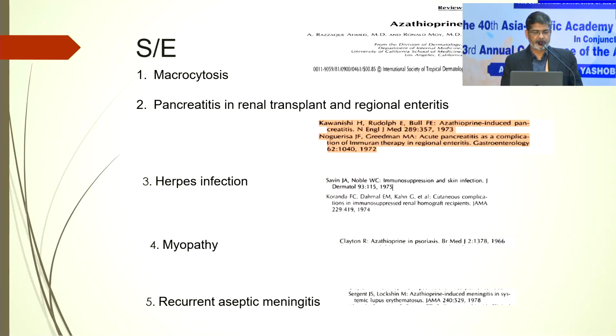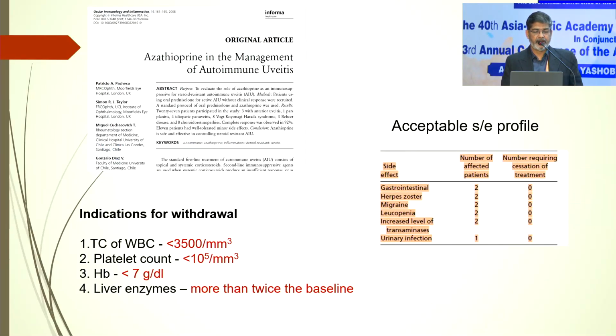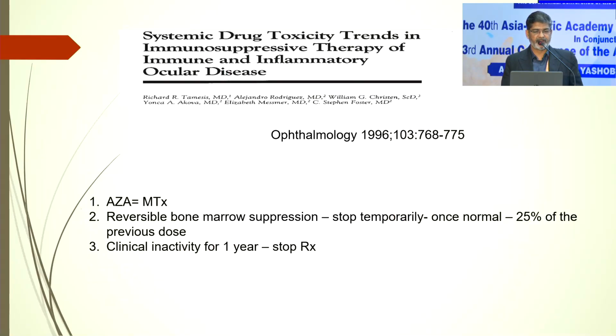It can cause infections like herpes or recurrent aseptic meningitis. As far as the risk of cancer is concerned, there are various studies which show that there's no significant increase in the risk of death or death from cancer if it is used for intraocular inflammation. The indications for withdrawal are a total count less than 3,500, platelets going below 1 lakh, hemoglobin less than 7 gram, and the liver enzymes getting deranged.